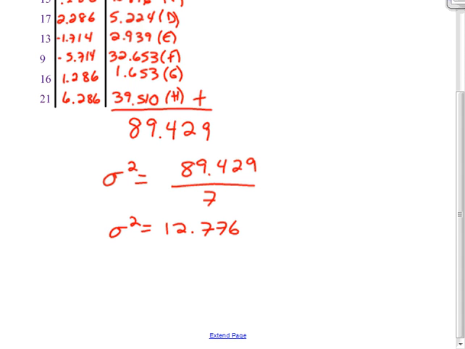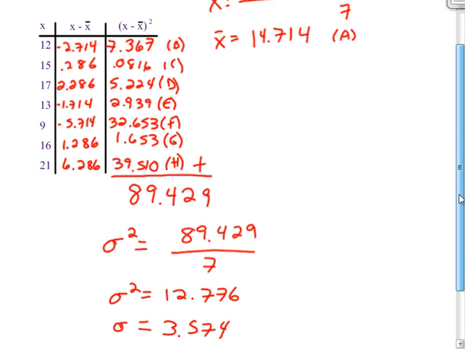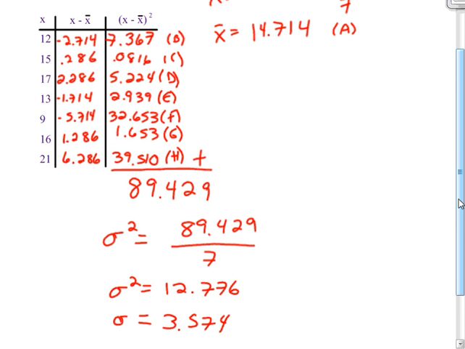So now, my standard deviation, I square root it, gives me 3.574. So what this tells me is about how far away my data points are from my mean. My mean was 14.714. So when I look at all of these, 12, 15, 17, etc., when all is said and done, they're about 3.574 units away from that mean. Again, that's what it is on average. So we'll be able to look at these types of situations.